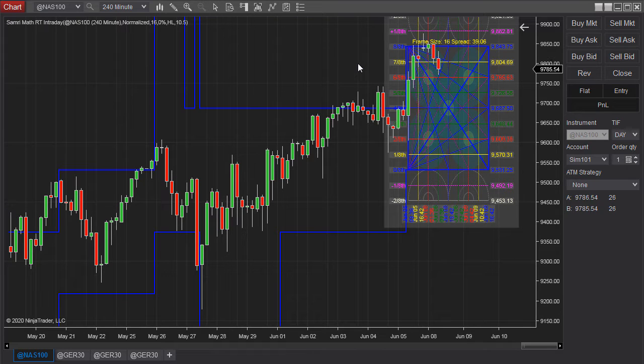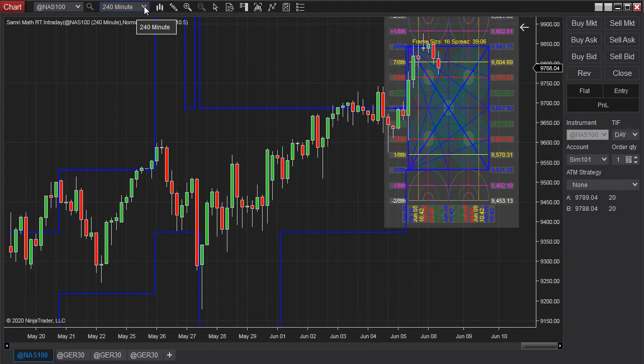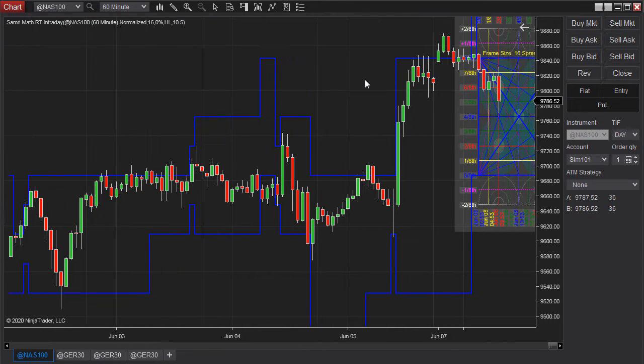Okay, so here we are with the chart of the Nasdaq. This is 4 hours. I don't know, I had this chart open on my computer. I don't know why I chose 4 hours. Some people do trade 4 hours, I'm sure. I'm going to go for the 60 minute frame.